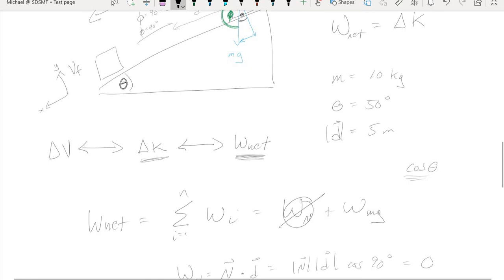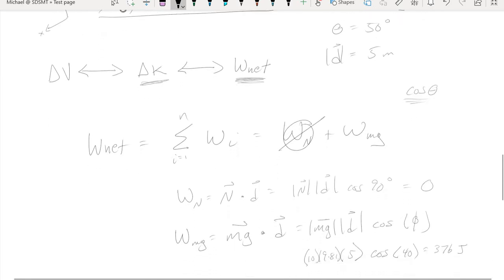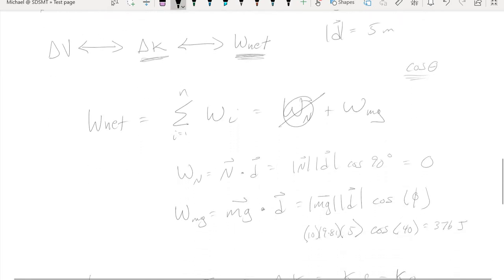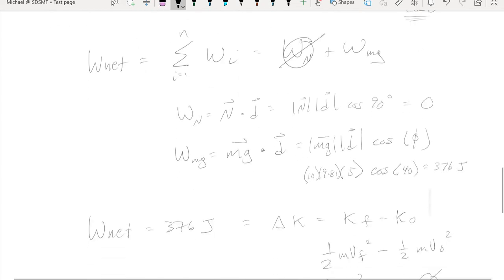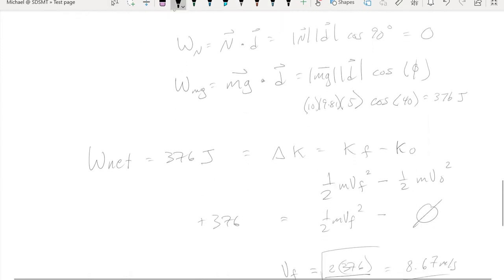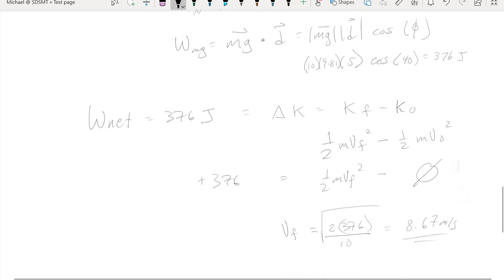Net work will be responsible for the change in kinetic energy. We still only have two forces involved, normal and weight. The normal force is still not going to contribute any work. The gravity force is still operating over the same displacement with the same angle. So gravity is still providing the same amount of work, 376. That 376 joules is responsible for changing the kinetic energy of the system.